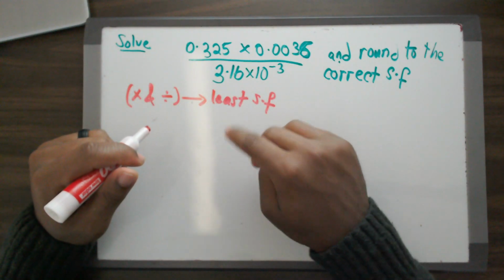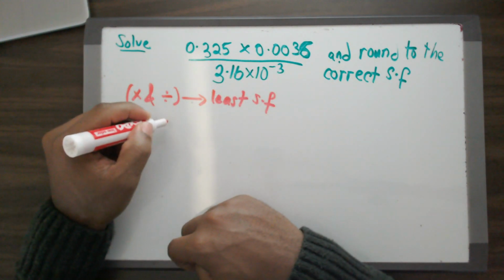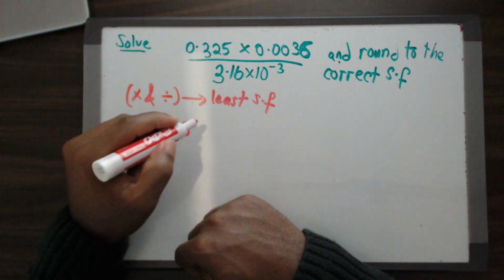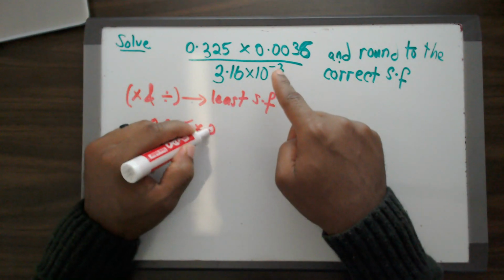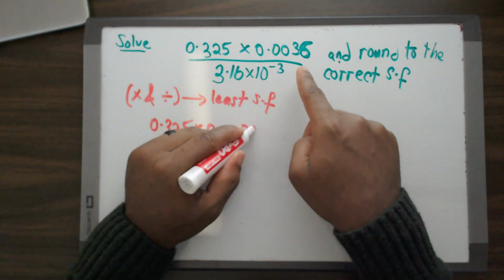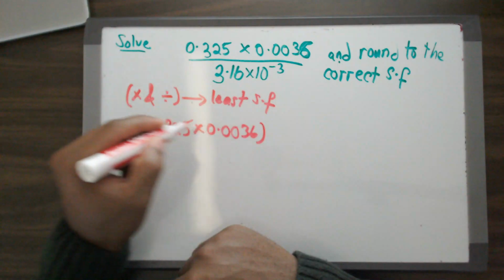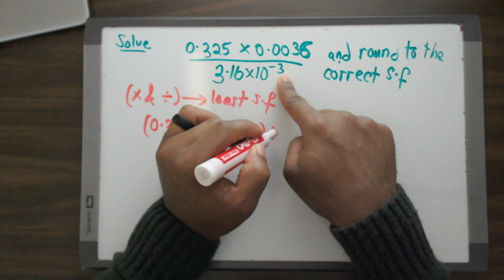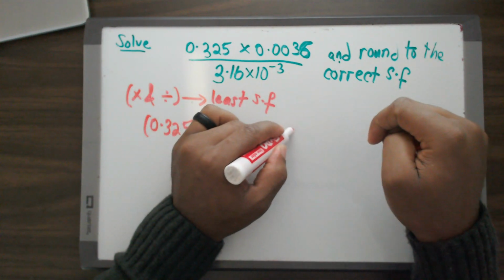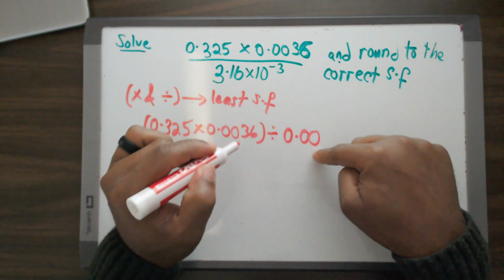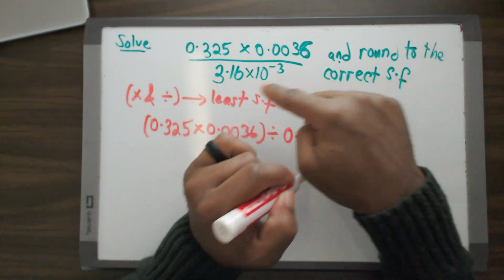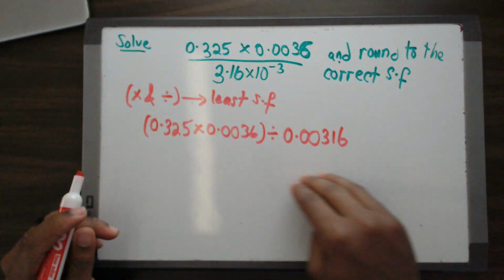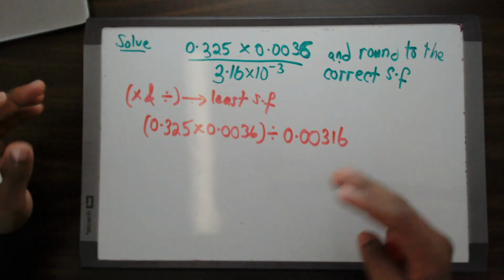In this case, when we put these numbers into a calculator, first on your calculator you do 0.325 and multiply that by 0.0036. This answer you divide by, because we have this 10 to the power negative 3, 0.00316. Once you punch this into your calculator, you should be able to come up with an answer along the lines of this.